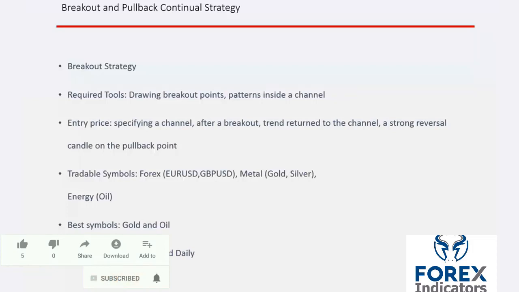Entry point. Traders must indicate the channel around the ranged market. After the channel is broken by the trend, followed by a pullback trend towards the channel, a trader can place an order after a powerful reversal candle is formed on the edge of the channel.